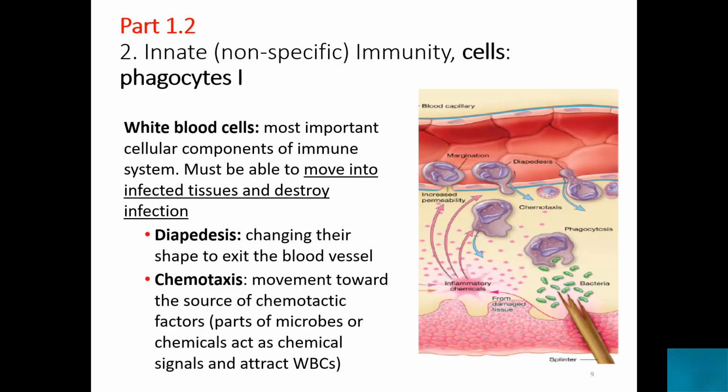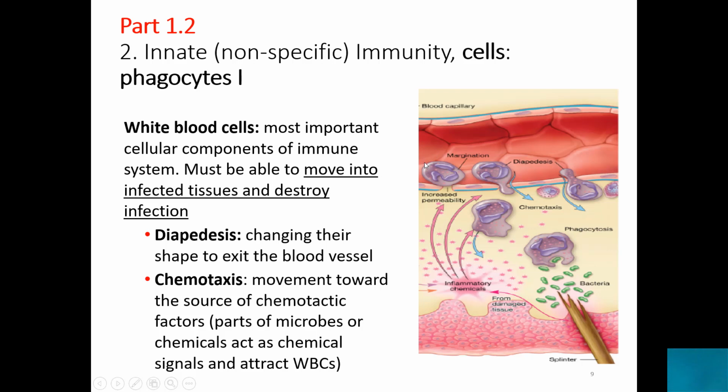We discussed barrier defenses. Now let's talk about innate or non-specific immunity, and we will start from cells. Phagocytes. White blood cells are the most important cellular components of immune system, all types of them. And they are so important because of their ability to move into infected tissues and destroy infection.